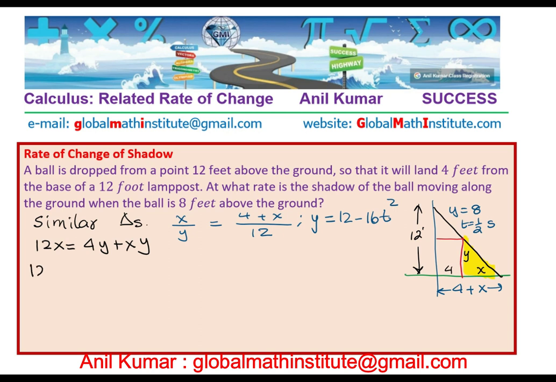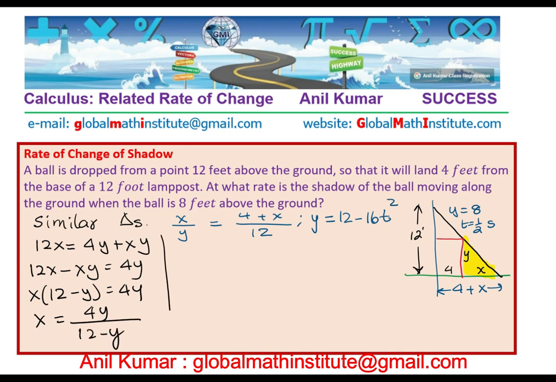Now bringing x together, isolate x by taking it as a common factor. So x is equal to 4y over 12 minus y. Clear? So we have an equation where x is 4y over 12 minus y. Clear? Now let's find the rate of change.